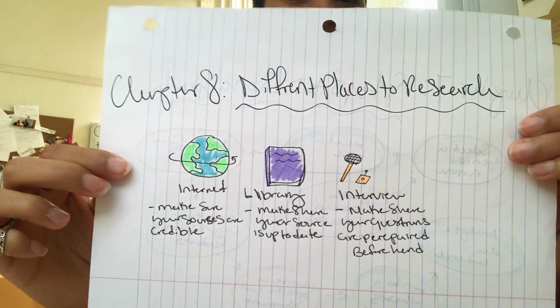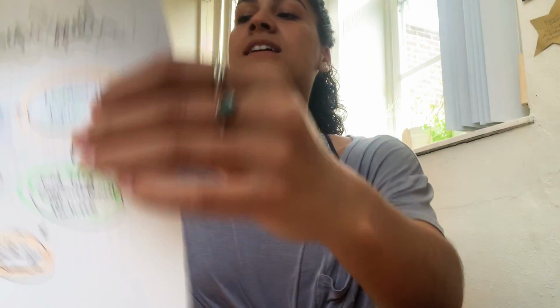After chapter 7, we have chapter 8, with the different places to research. First up, we have the internet, next the library, and then an interview. All of these are really great places to get information, but you have to watch out because there are a lot of things that could go wrong in these places. To avoid this, when you're going on the internet, make sure that you use sources that are credible. Places like Wikipedia are places that anybody can edit, so the sources might not always be completely credible.